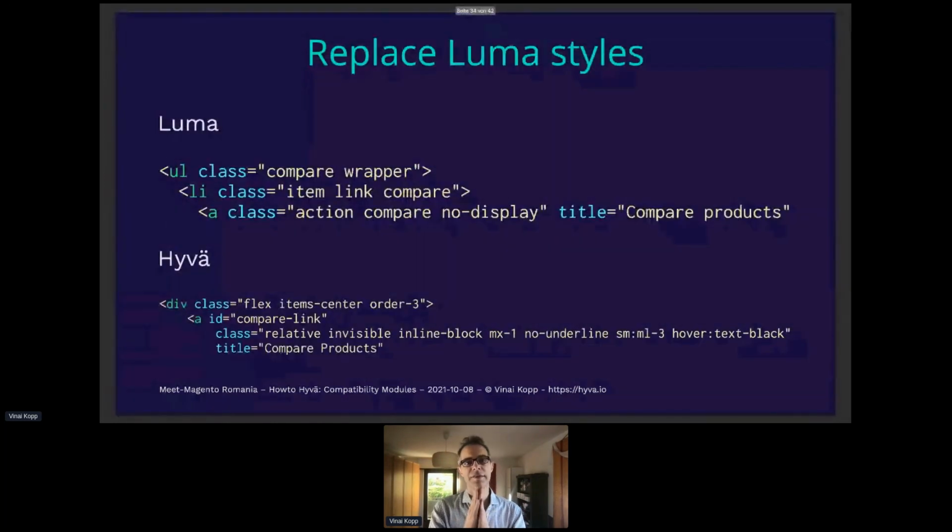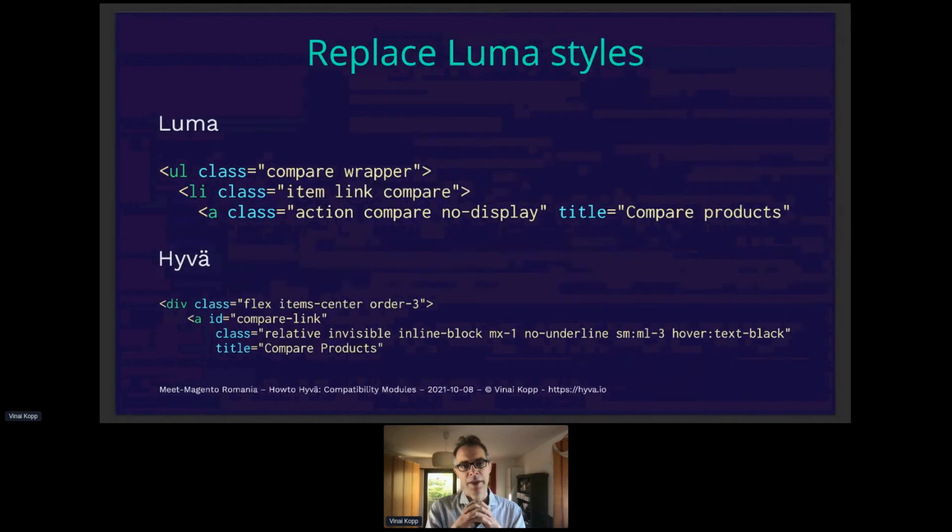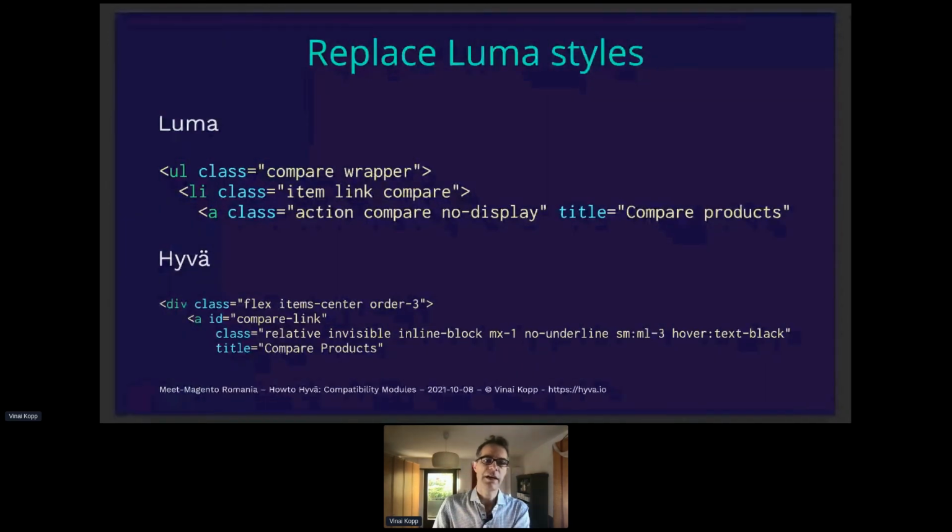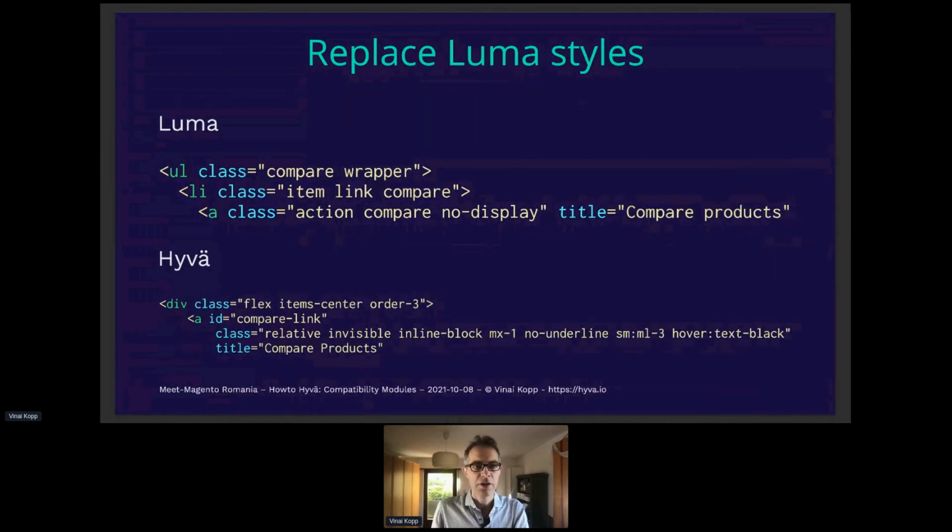In Hyvä, we use these Tailwind classes. And so up here is an example for the compare products link, how it looks in the default Luma store. So we have the classes compare, wrapper, item link compare, action compare, no display. That's how it would look in Luma. And in Hyvä, instead we have classes like flex, items-center, order-3, relative, invisible, inline-block, mx-1, that's margin on the x axis 1, so left and right, no underline, etc. So these are the utility classes, and we just use them inline.